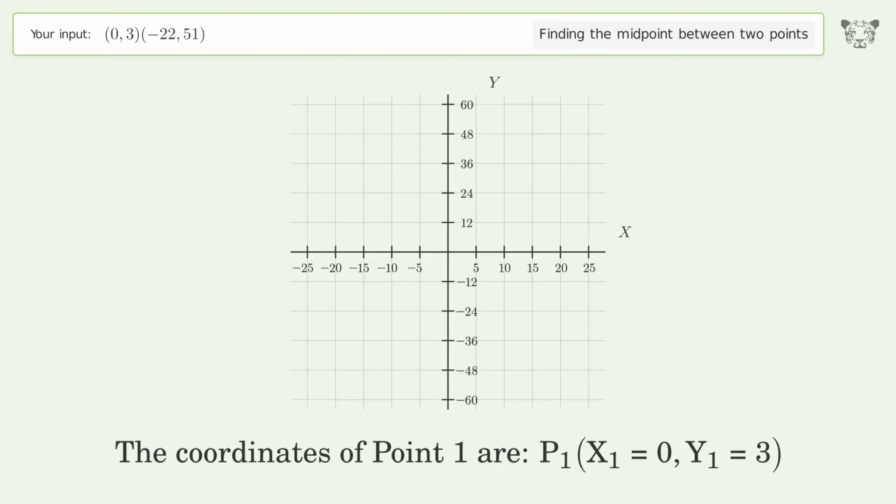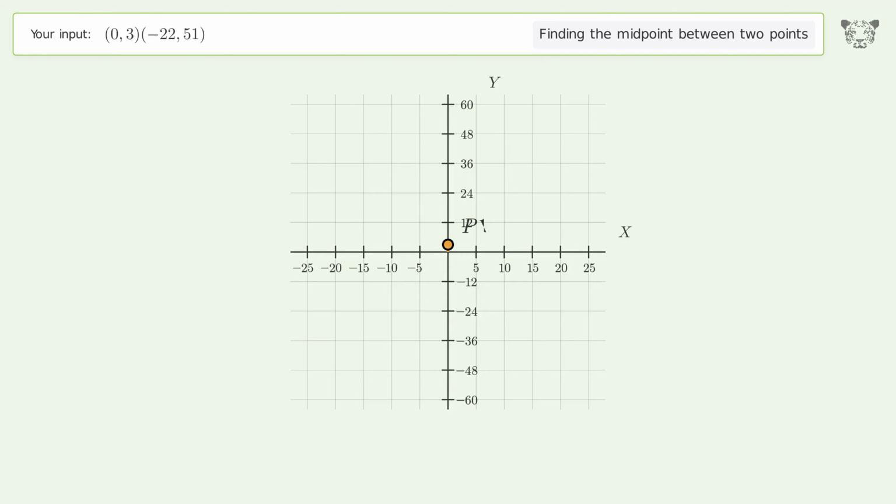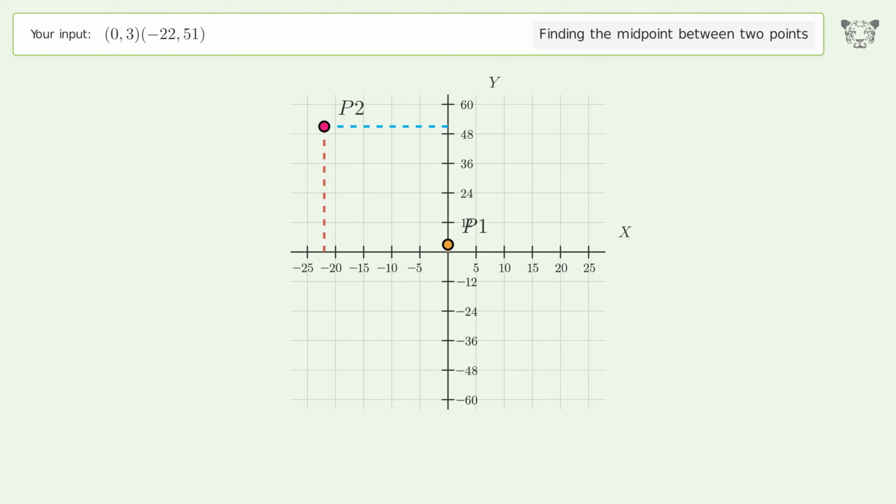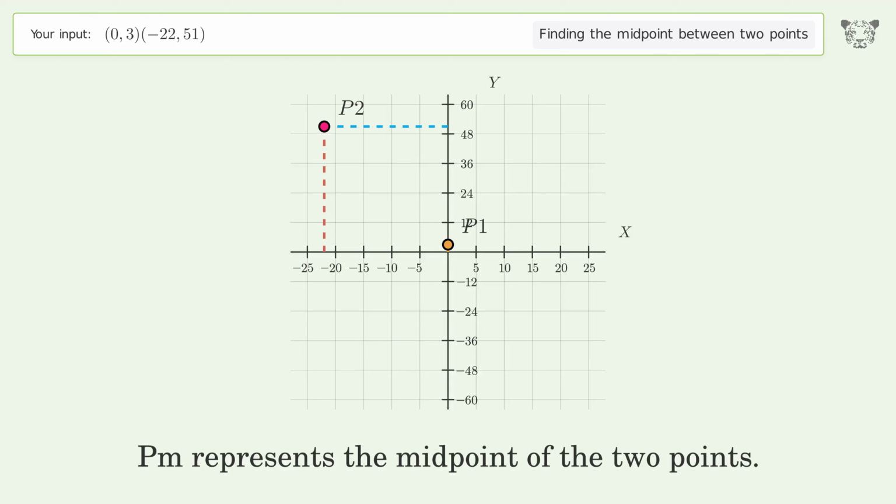The coordinates of point 1 are, x1 equals 0, y1 equals 3. The coordinates of point 2 are, x2 equals negative 22, y2 equals 51. PM represents the midpoint of the 2 points.